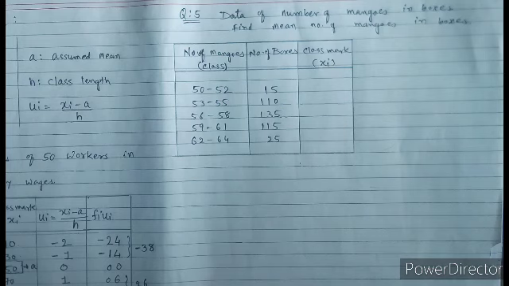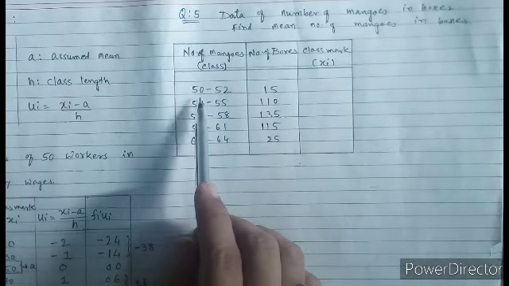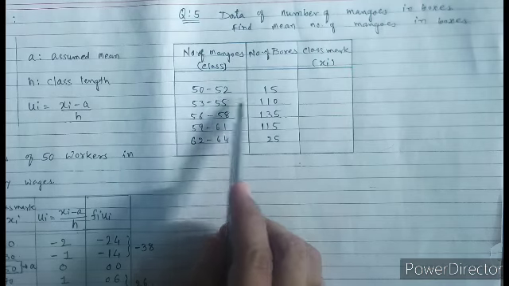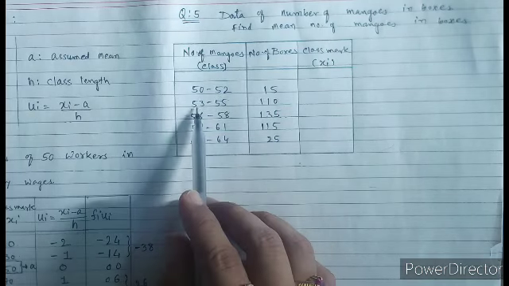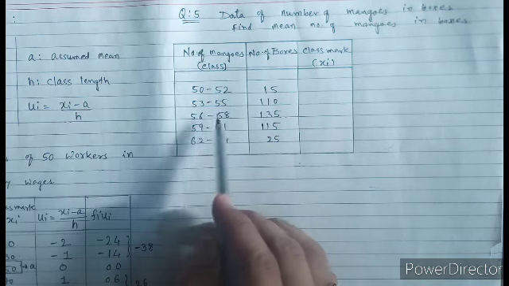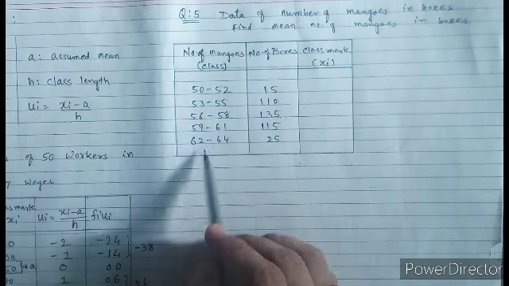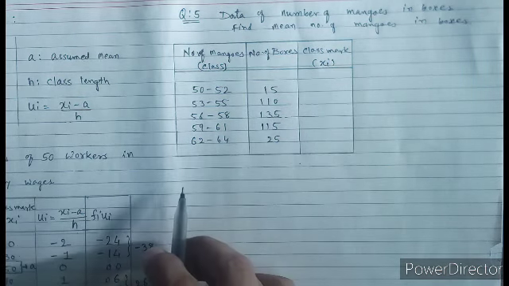Now the next question is question number 5 from exercise 14.1. It is again a known sum for you. There is data of the number of mangoes in boxes and we have to find the mean number of mangoes in the boxes. According to the data, there are classes 50 to 52, there are 15 boxes. Containing 53 to 55 mangoes, there are 110 boxes. 56 to 58 mangoes, 135 boxes, and so on. So this is the data.